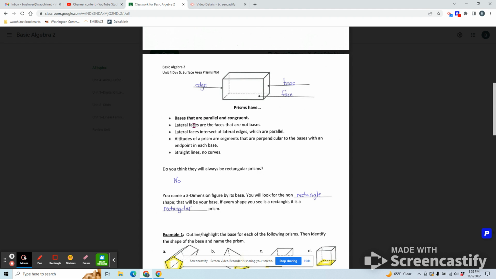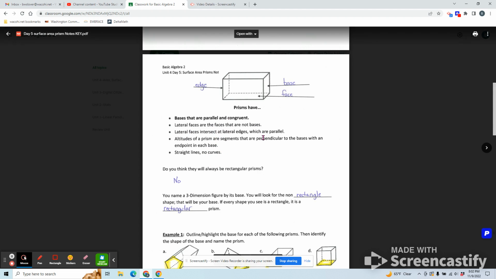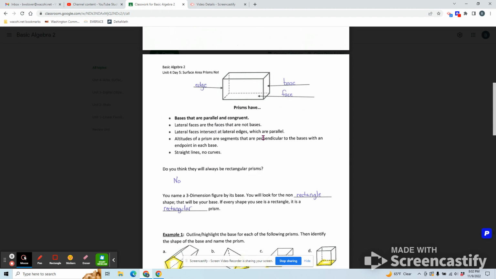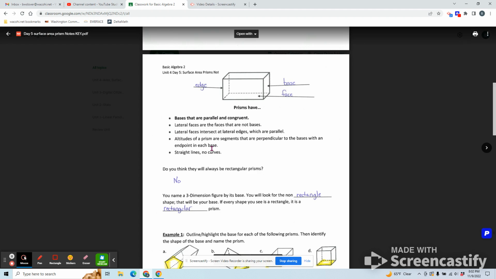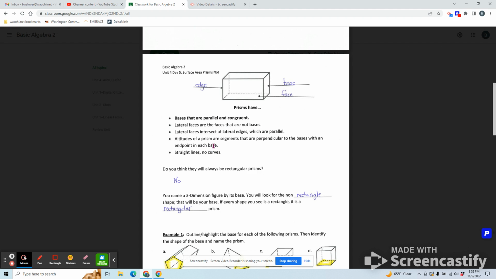Prisms also have lateral faces that are not the bases. Lateral faces intersect at lateral edges, which are parallel. Altitudes of a prism are segments that are perpendicular to the base, and we're going to have straight lines with no curves. So some of these don't make a whole lot of sense because we haven't been talking about them, like lateral face or altitudes or perpendicular. It's been a while since we've seen some of those phrases, and that's okay. We don't have to remember all of this in order to help us find the surface area of a prism.